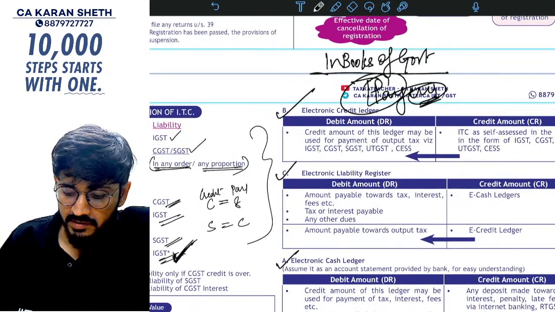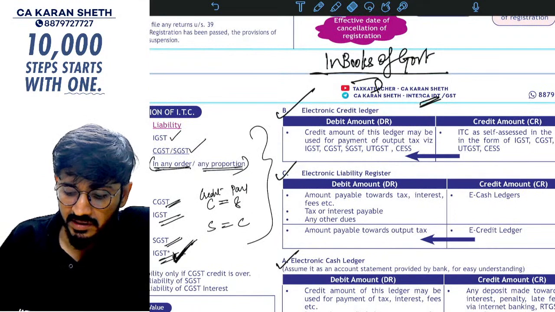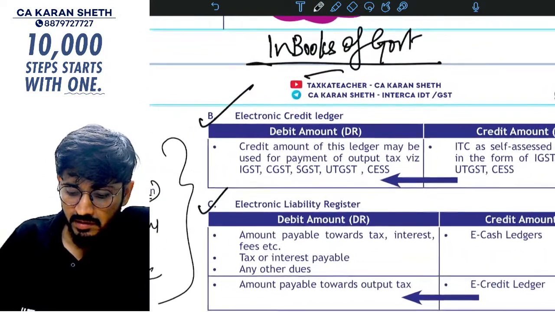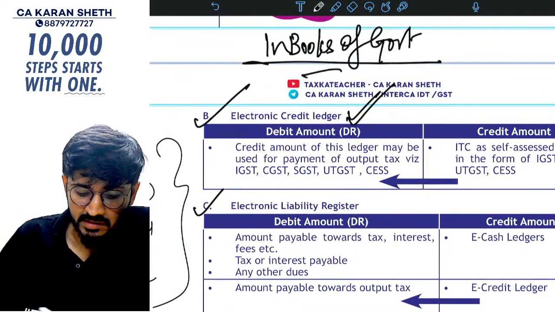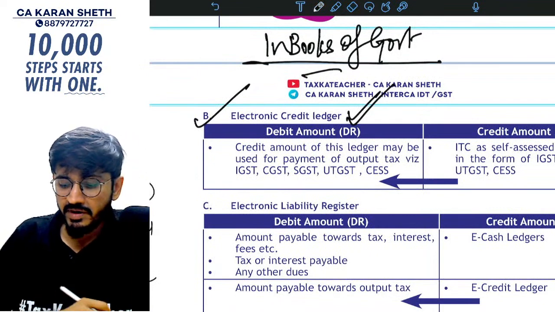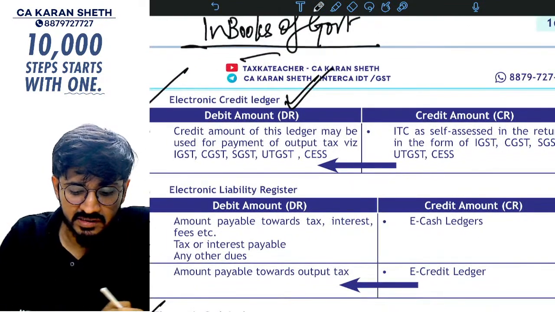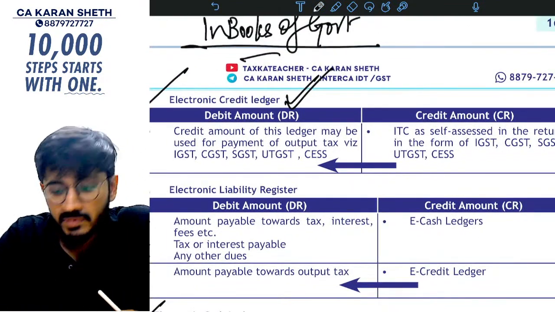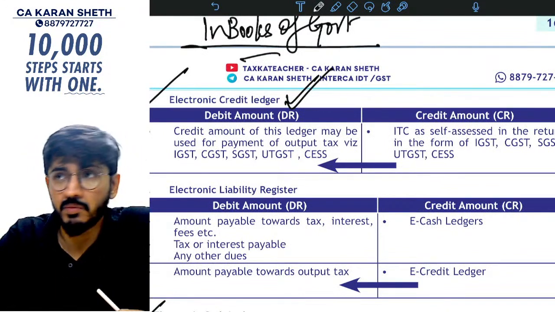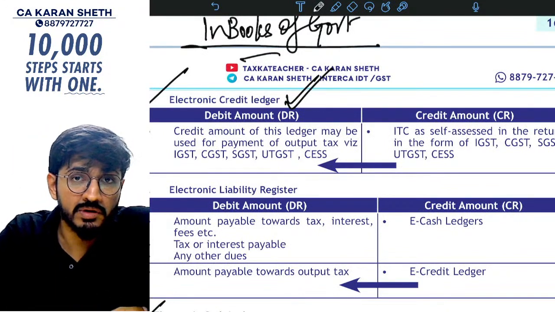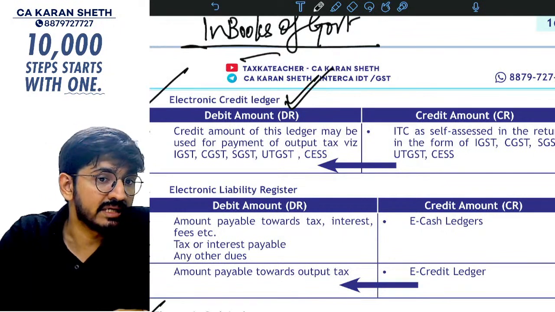Second, tell me one thing. When it comes to the e-credit ledger, my dear friends, there is a debit amount and there is a credit amount. Does that make sense? Yes.